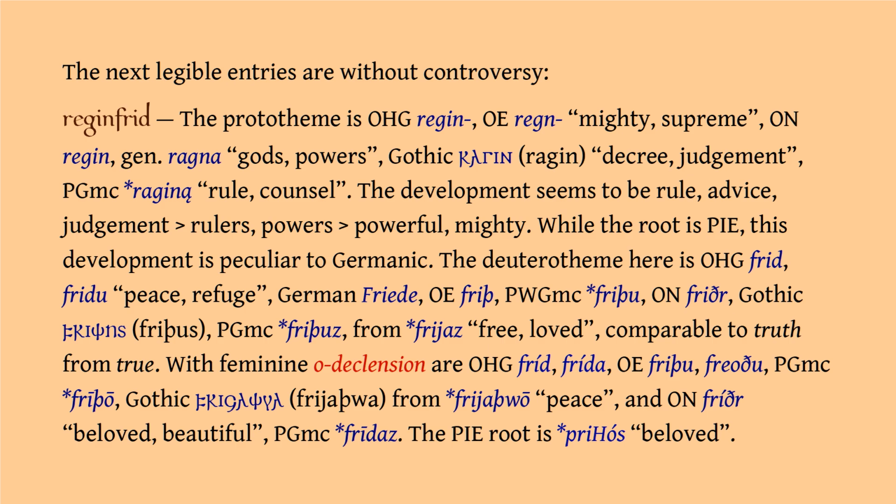The deuterotheme here is Old High German Frid, Fridu, peace, refuge, German Frieda, Old English Frith, Proto-West Germanic Frithu, Old Norse Frithr, Gothic Frithus, Proto-Germanic Frithus, from frias, free, loved, comparable to truth from true. With feminine O declension are Old High German Fried, Frida, Old English Frithu, Friothu, Proto-Germanic Fritho, Gothic Friathwa, from Friathwo, peace, and Old Norse Frithr, beloved, beautiful, Proto-Germanic Fridas. The Proto-Indo-European root is prihos, beloved.